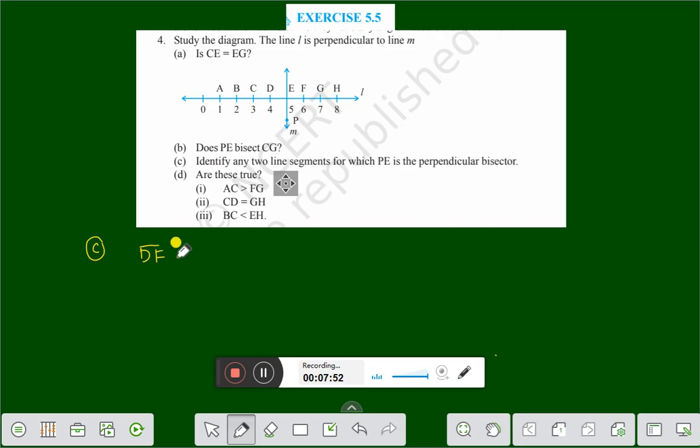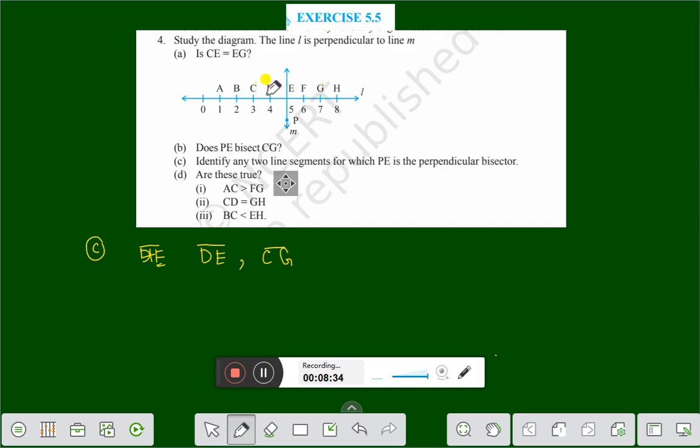If we take DE, we have taken DE, not DF. DE is this line segment, D and E, and this is one line segment for which PE is the perpendicular bisector. We take another line segment, that is CG, C and G. Here you see CG. CG is from here to here, right?